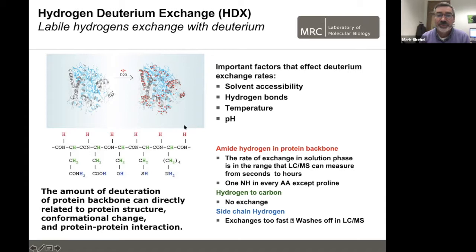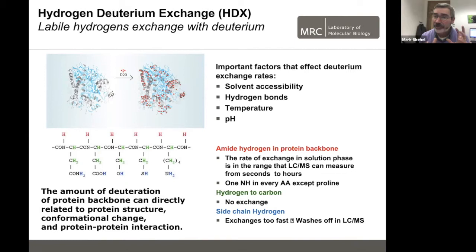The other hydrogens, of course, on the peptide are in green. You've got your C alpha and C beta hydrogens here, which essentially don't exchange. And then in blue, you've got your side chain hydrogens, which exchange so fast, and we don't have a mechanism of quenching those, so we can't measure those.